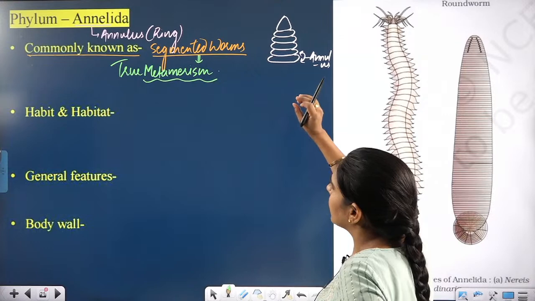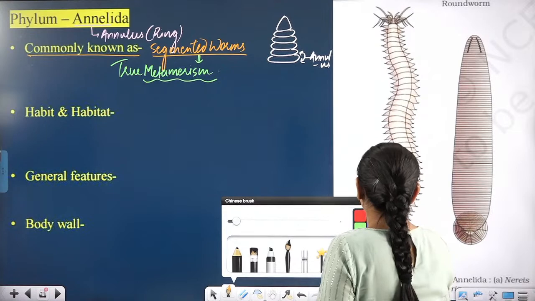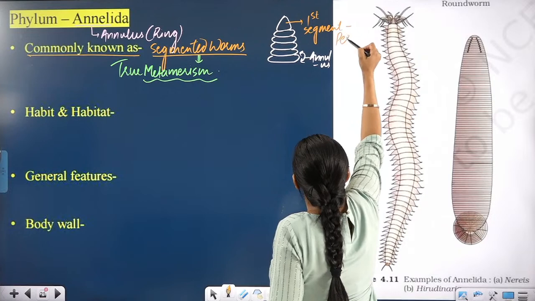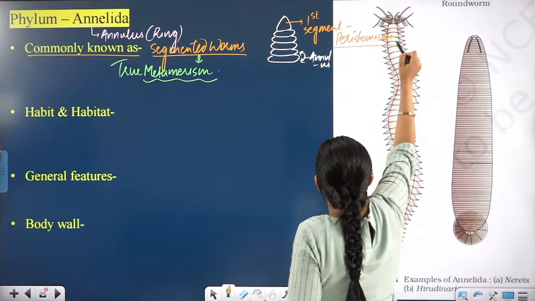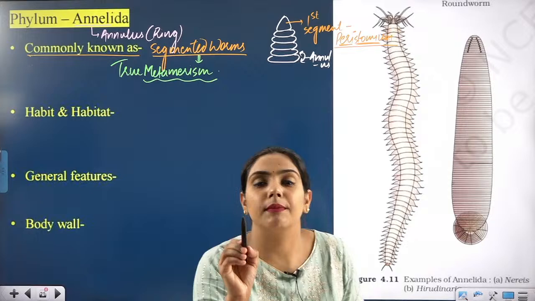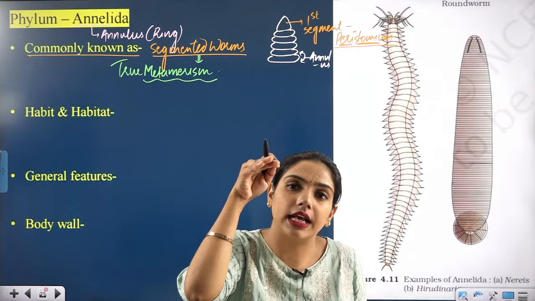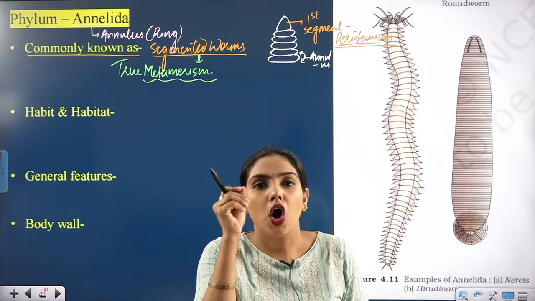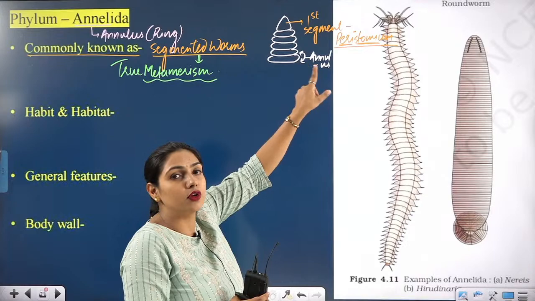The first segment is known as, question comes upon this, peristomium. Peristomium, stome means mouth, peri means around. So, in the first segment only mouth is present, and upon mouth there is a covering that is known as prostomium. So, prostomium is not the first segment. This has already been asked in NEET exam that the first segment is prostomium or peristomium. So, here the first segment is peristomium. You don't have to get confused. The first segment is peristomium.